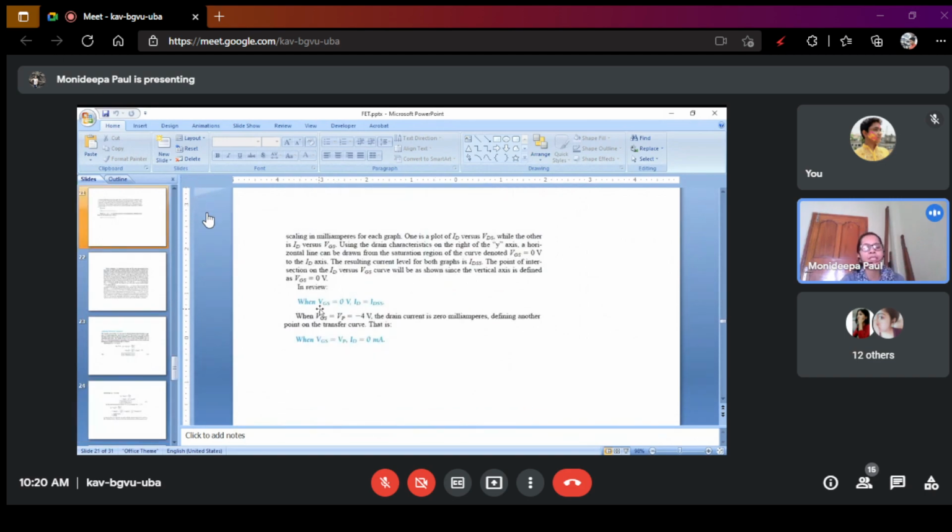So first we consider VGS is equal to 0, ID is equal to IDSS, and when VGS is equal to VP, ID is equal to 0 milliampere. VGS is equal to VP, ID is equal to 0 milliampere, because at the pinch-off voltage, no current flows through the channel. So drain current is 0.